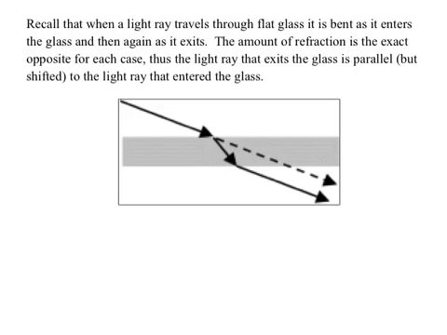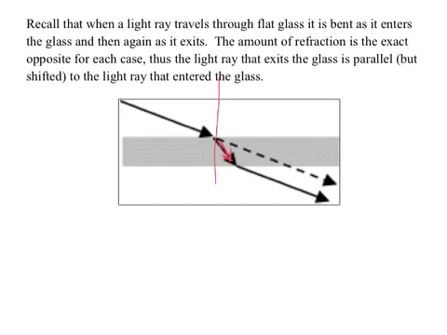it enters, but then it's bent again as it exits. So remember that here's our normal, right? Let's draw a normal here. It hits the surface, and then you would think it would continue along the dotted line, but it bends toward the normal. It bends toward the normal because it slows down when it hits glass.